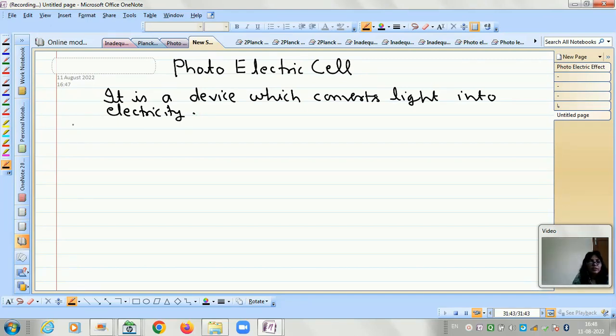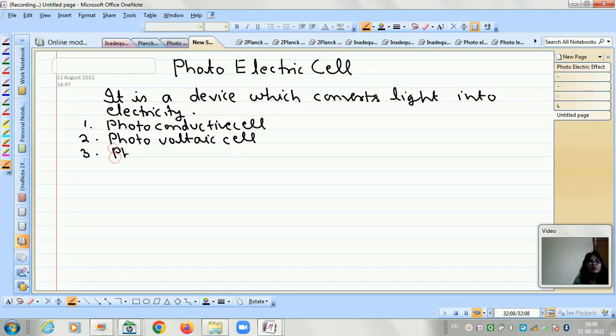So these are of three varieties. The first is the photoconductive cell. And then another is the photovoltaic cell. And then the third is the photoemissive cell. So let us discuss one by one. The first is the photoconductive cell.